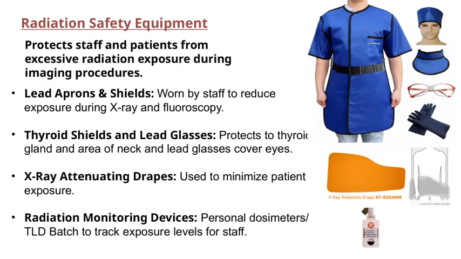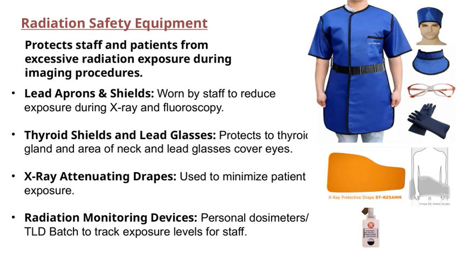Let's talk about some essential radiation safety equipment that helps us protect ourselves and our patients during imaging procedures. First, we have lead aprons and shields. These are worn by staff to significantly reduce exposure to radiation when performing X-ray and fluoroscopy. They act as a barrier, minimizing the radiation that reaches our bodies.